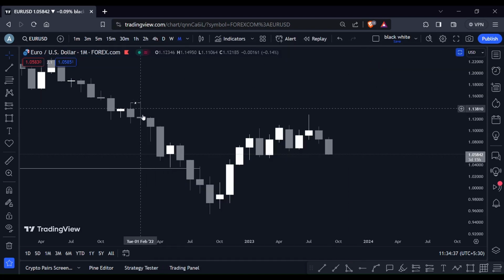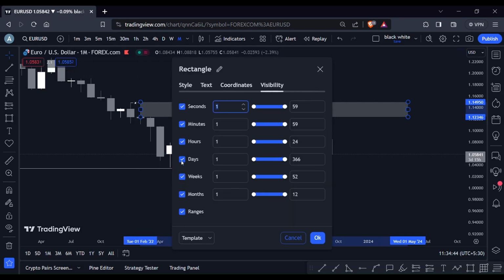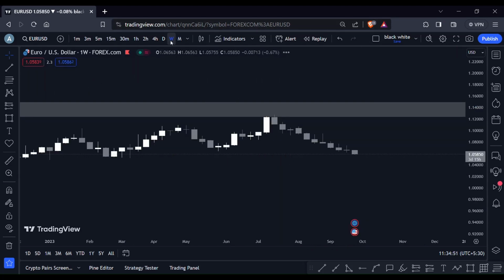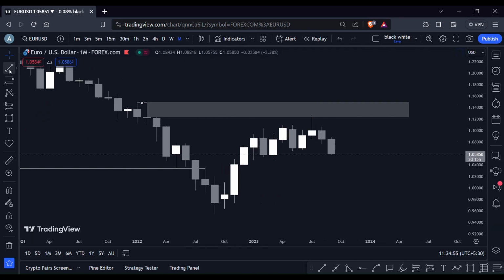So let's jump into the weekly time frame to confirm it. I'll make the visibility only weeklies. Okay. So let's get to the weekly time frame to have a precise picture of it. First of all, I'll conclude that everything here is already mitigated.